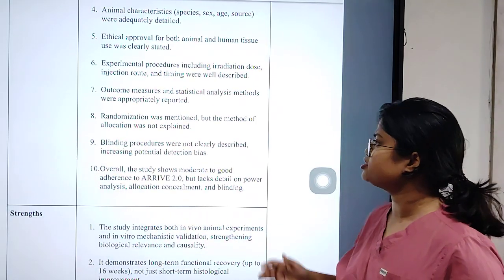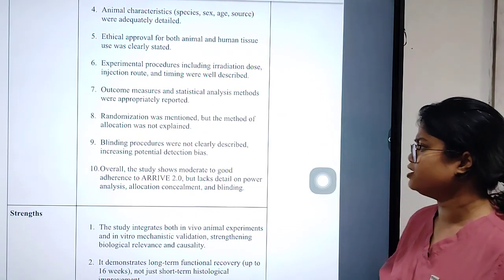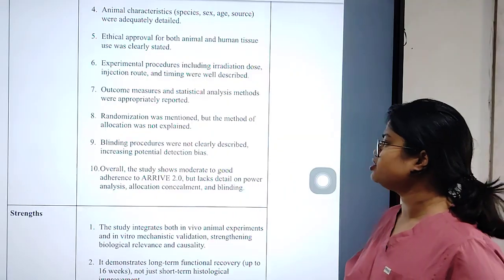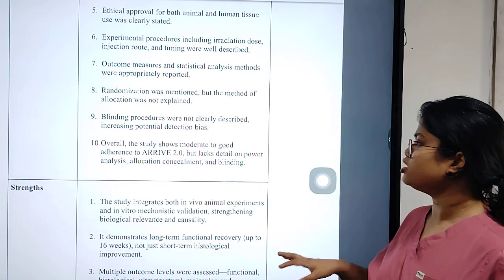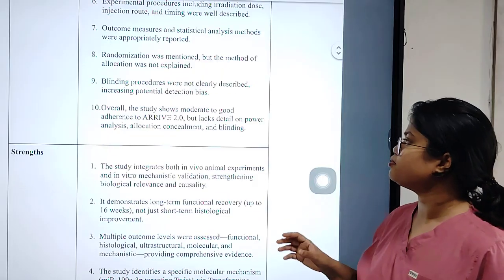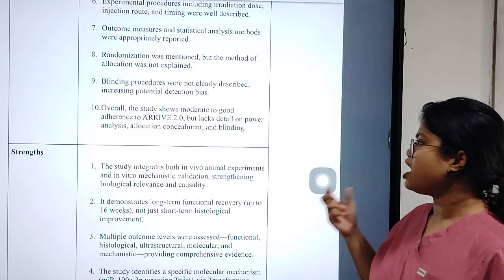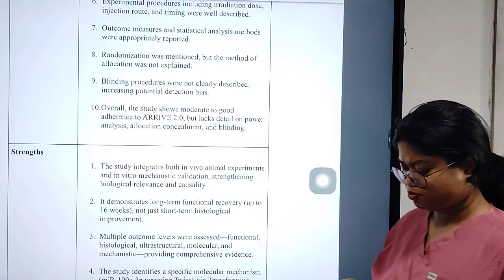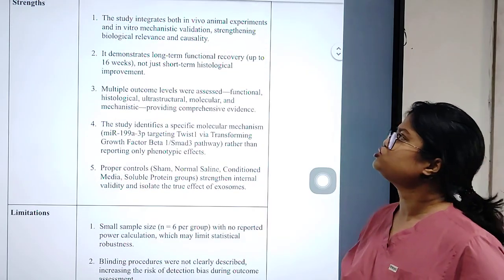Randomization was mentioned, but the method of allocation was not explained. Blinding procedures were not clearly described. Overall, it shows moderate to good adherence to the ARRIVE guidelines, but lacks sample size calculation, allocation concealment and blinding protocols. So what are the strengths of the study?